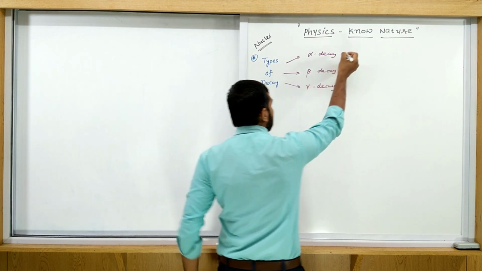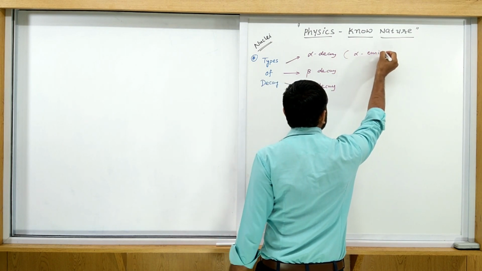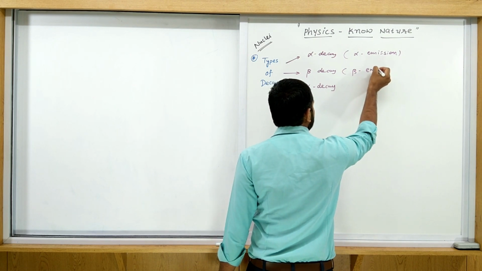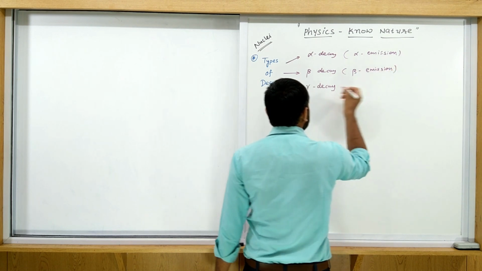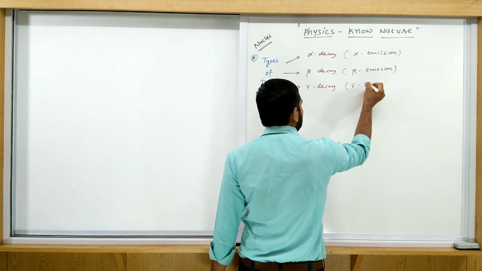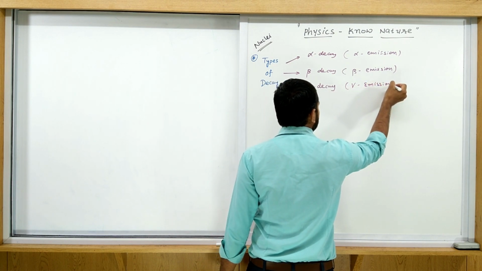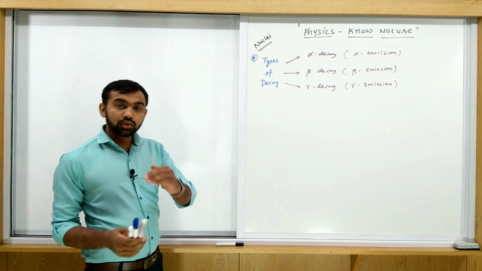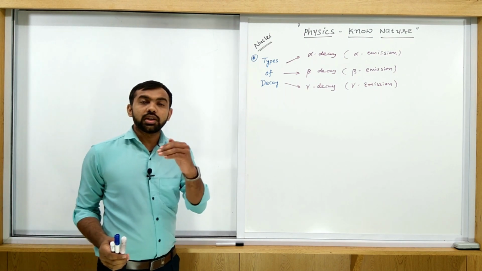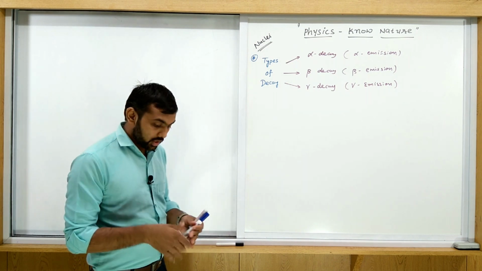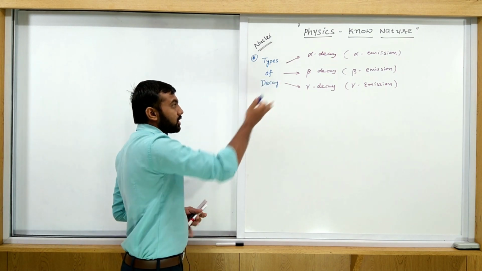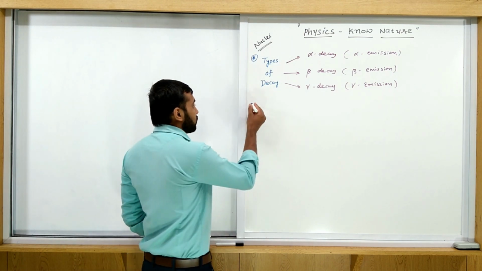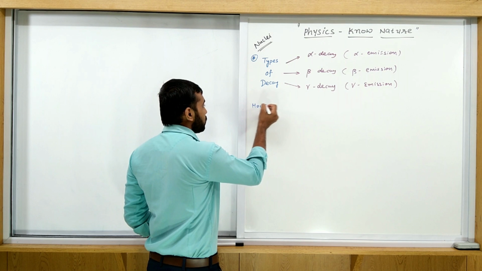gamma decay. Sometimes it is called alpha emission, this is called beta emission, and this one is called gamma emission. Before we discuss these three types of decay, let's understand how a nuclear reaction is balanced. This is quite important because it is required to write the nuclear reaction in these three cases.